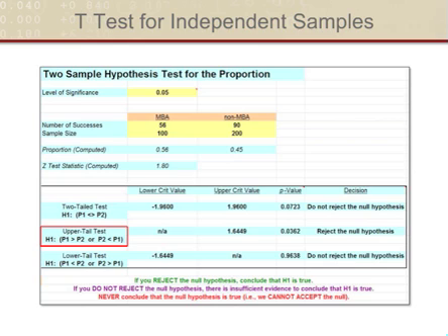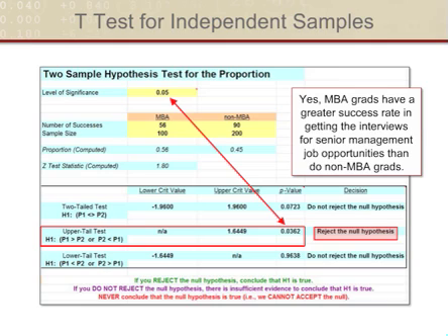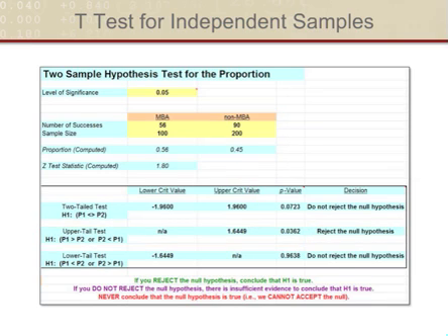Just be consistent. Well, the p-value for this is 0.0362, which is less than 0.05, so we would reject the null, and then we would conclude that, yes, MBA grads have a greater success rate in getting the interviews for senior management job opportunities than do non-MBA grads. It really is as simple as that. And it's a perfect test for categorical data, nominal data.